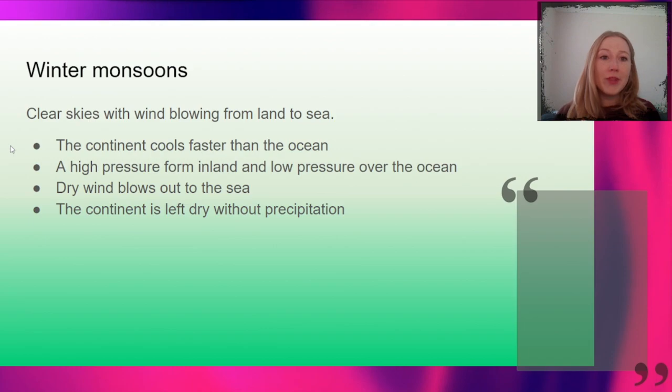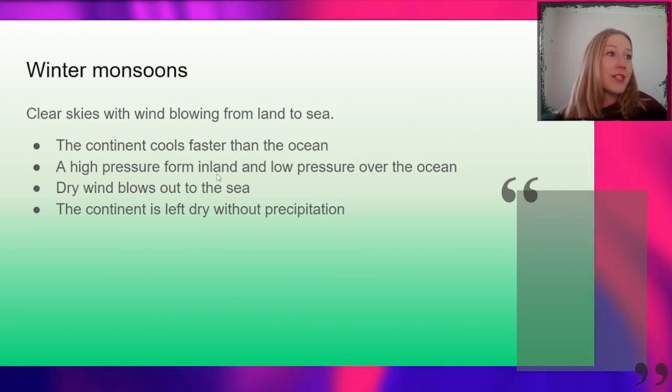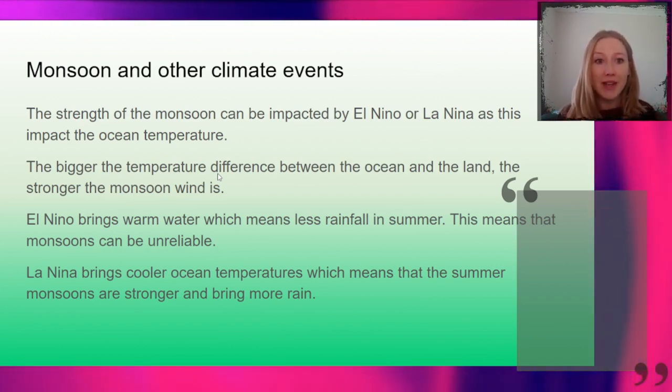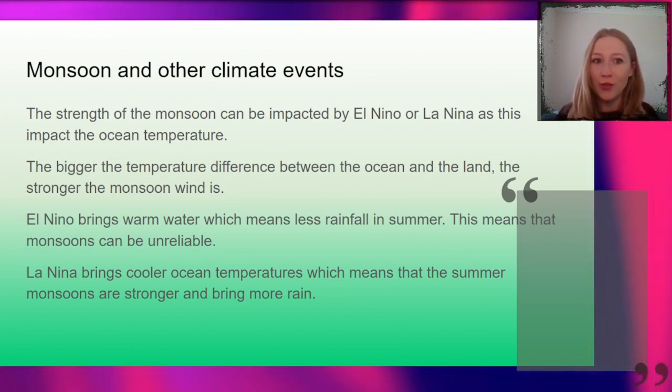Now, I wasn't happy to just leave it there. I wanted to go a little bit further, and I wanted to take a look at how the monsoons are impacted by other things and how the monsoons also impact people and environments and all of that.